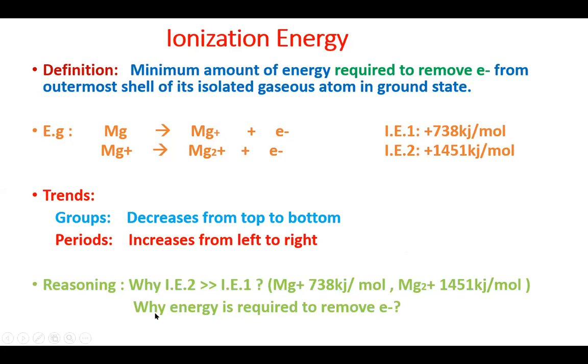Number two, the second question is why these ionization energies are represented with a positive sign, or why in the case of ionization energy, energy is required to remove an electron. Why is it an endothermic process? The answer is because there is hold of nucleus on electrons. To break the hold of nucleus on the electron, some amount of energy is required. That's why ionization energy is an endothermic process.